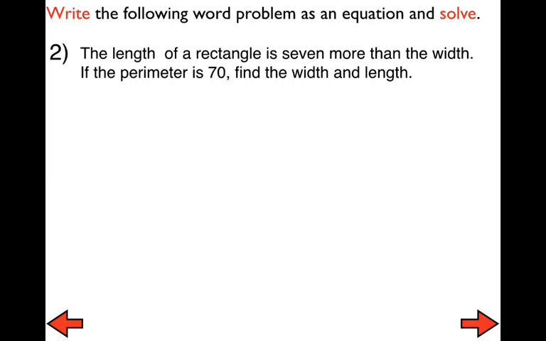The length of a rectangle is 7 more than the width. If the perimeter is 70, find the length and the width. We need to think of what is smaller, the length or the width. I just highlighted the important part of that problem, that sentence.